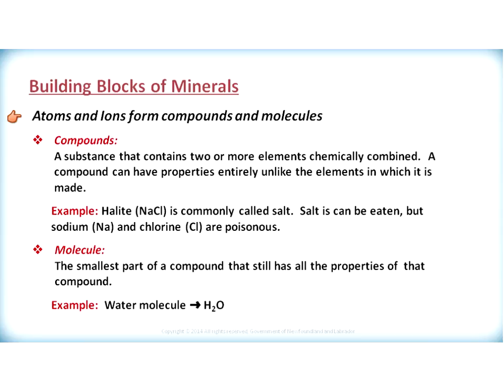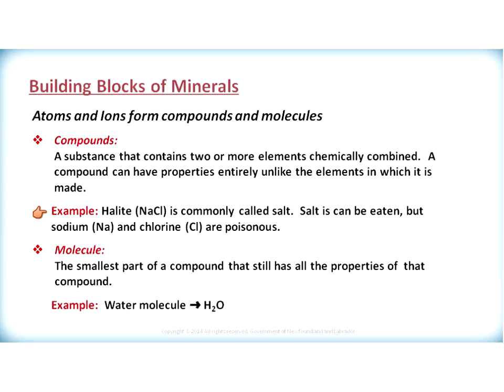So when we look at atoms and ions, both atoms and ions form compounds or molecules, and these are the building blocks of minerals. A compound is a substance that contains 2 or more elements chemically combined. A compound can have properties entirely unlike the elements of which it is made.